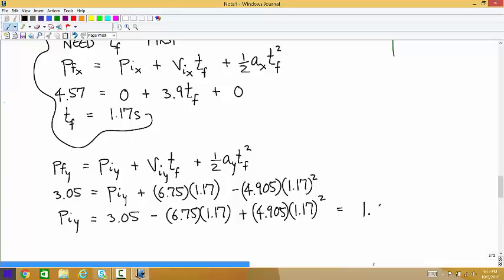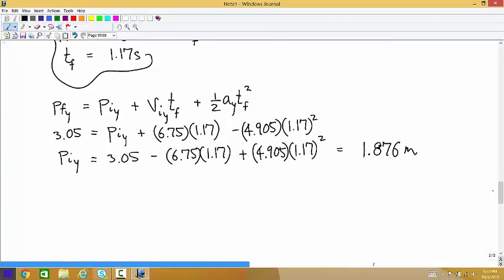$1.876. 1.876 meters. And I did what you've always been taught to do, kept 3 significant figures through the whole problem, and then at the end expressed my answer in 4 significant figures. Any questions about that part?